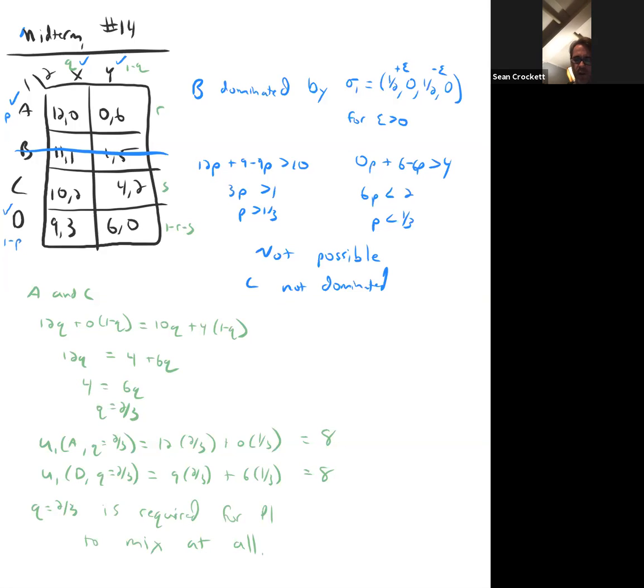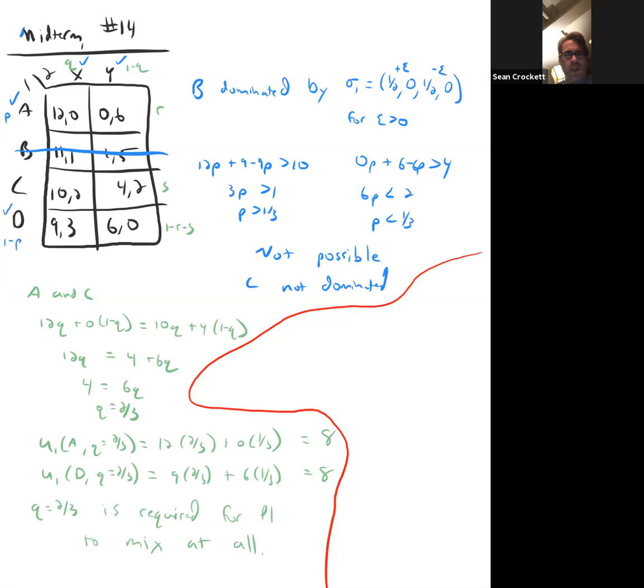All right, so now we have to find what's going to keep player 2 indifferent. So to keep player 2 indifferent, we're going to need that 0 times R plus 2 times S plus 3 times (1 minus R minus S) has to equal 6 times R plus 2 times S plus 0 times (1 minus R minus S).